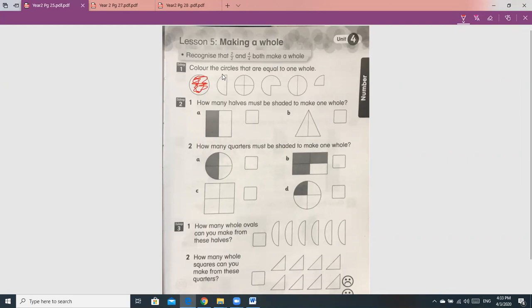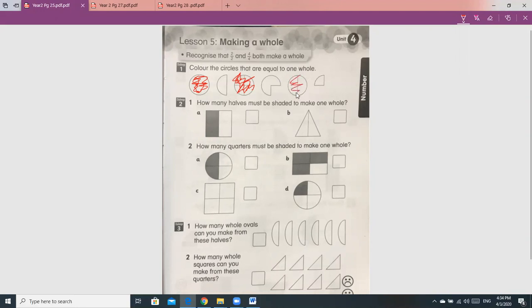Is this a whole? No, this is what? Half. Excellent. So I'm not going to take it. It's a half. Here, if I cut into 4 and I eat the 4, it means I eat what? The whole? Yes. So color the 4 parts. Here, is this a whole? No. There's a part missing, so it's not a whole. Is this a whole? Yes, it's a complete circle, so it's a whole.